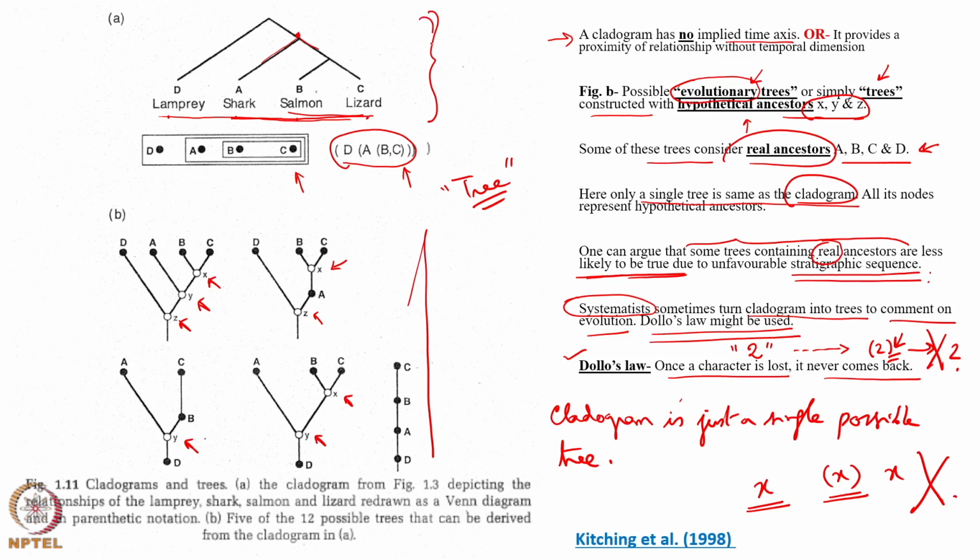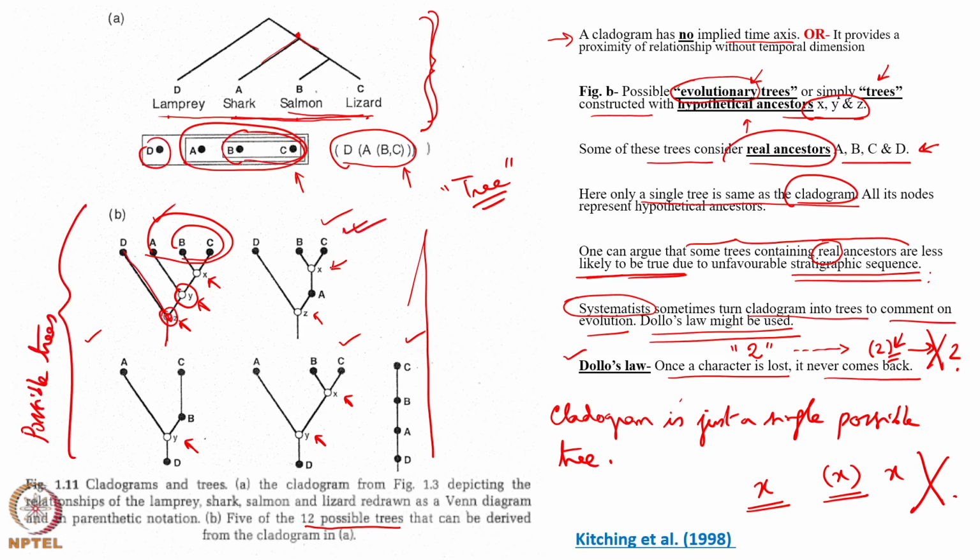Now, coming back to this reference, there can be 12 possible trees that can be constructed. Let us see only 5 of them, 1, 2, 3, 4 and 5. B and C constitute a closed group. So, that is done here. X is the hypothetical ancestor, then ABC makes a bigger group, and that is being done with the hypothetical ancestor Y, and then D and ABC all come from the same hypothetical ancestor. So, this is one possible tree.